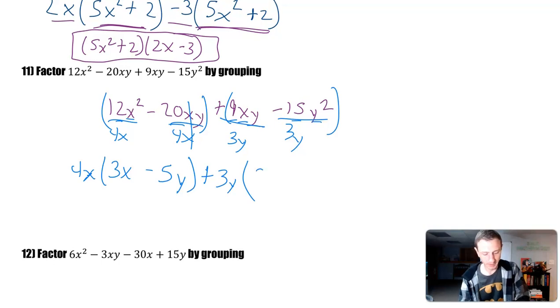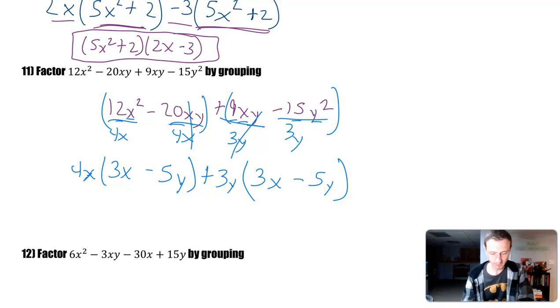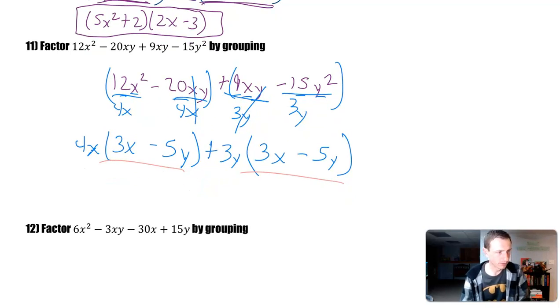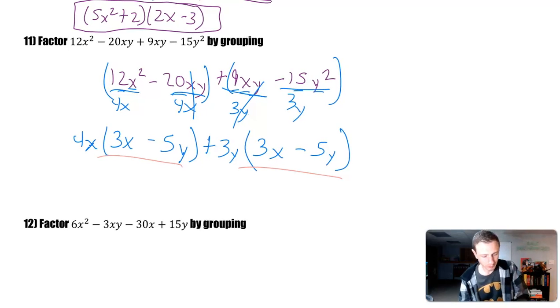9 divided by 3 is 3. Y's cancel, leaving me with just x. 15 divided by 3 is 5, so minus 5. And then y squared divided by y to the first is 2 minus 1, which is 1. So y to the first. And boom, 3x minus 5y, 3x minus 5y. Super cool. So I'm taking out 3x minus 5y, and I'm leaving 4x plus 3y.